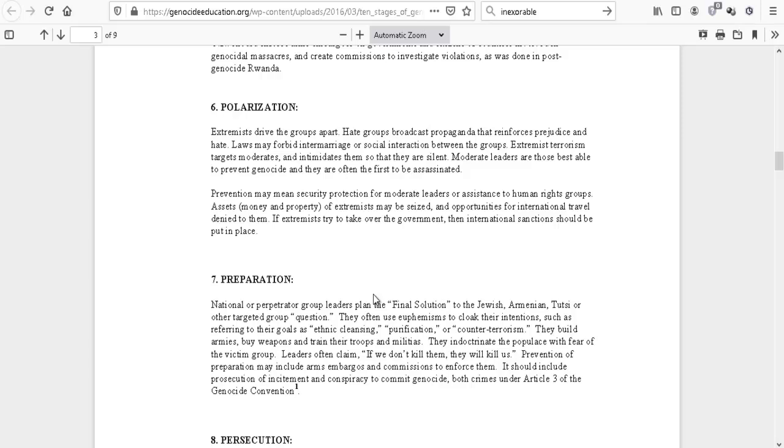Prevention may mean security protection for moderate leaders or assistance to human rights groups. Assets, money, property of extremists must be seized, and opportunities for international travel denied to them. If extremists try to take over the government, then international sanctions should be put in place.